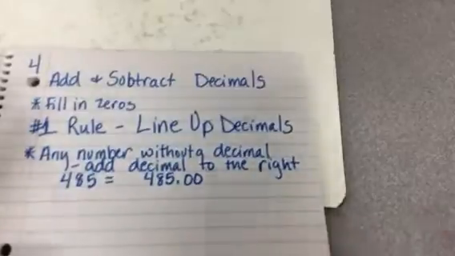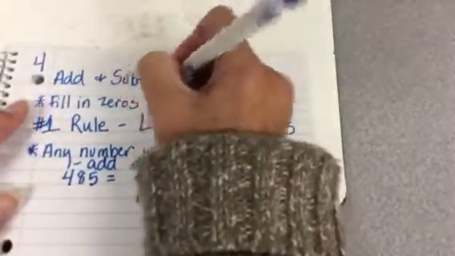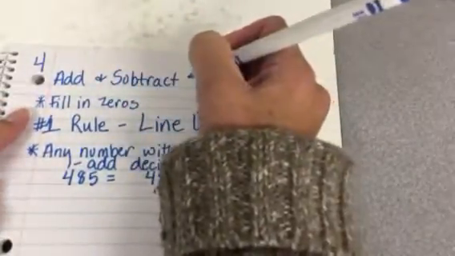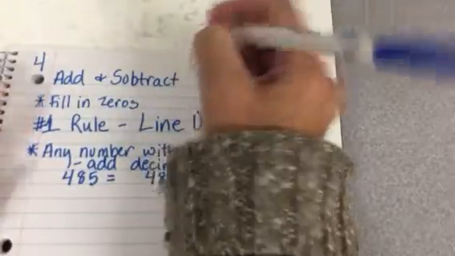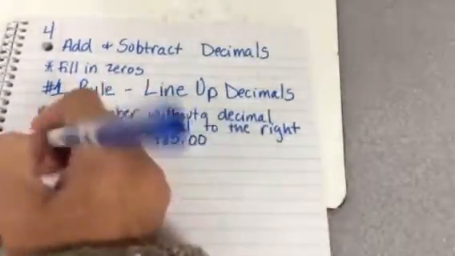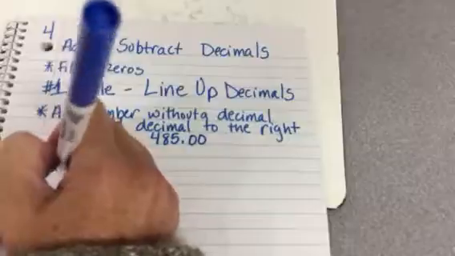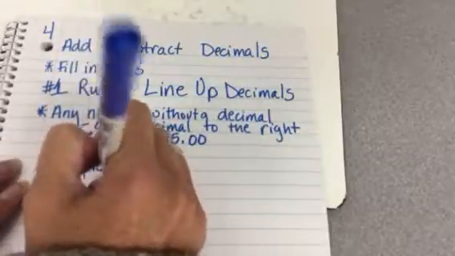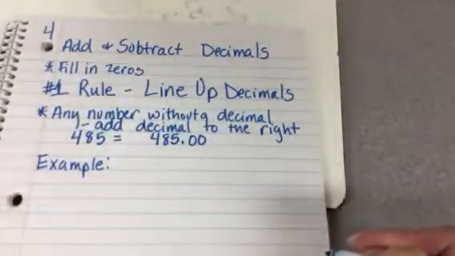Okay, let me go back real quick and do an example on the fill in zeros. Well, we'll do that in just a minute. Let's do our example. We'll jump right into our example.